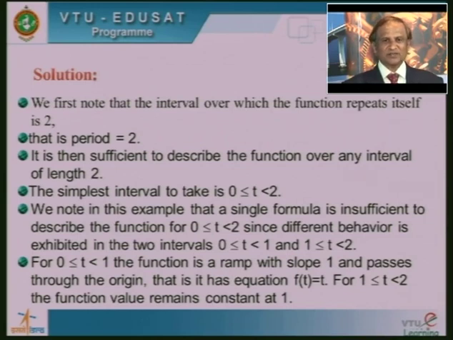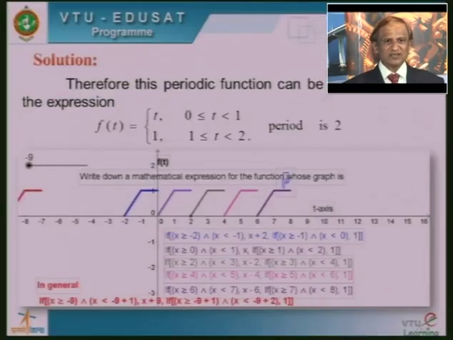Now, what I have shown in the previous slide, between 0 and 1, that line we may call a ramp with slope 1 passing through the origin. That is, it has the equation f of t is equal to t. For 1 less than or equal to t less than 2, the function value remains constant at 1. I hope now you are able to write down the function.